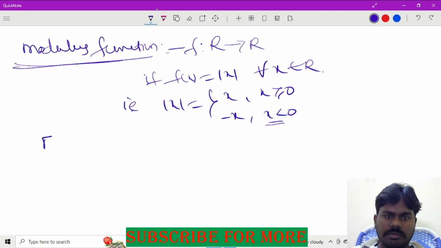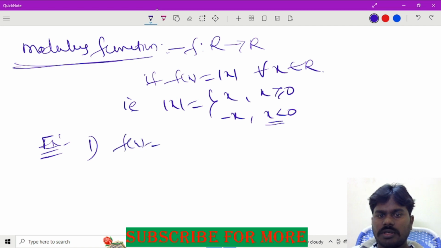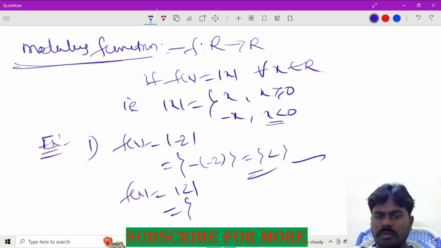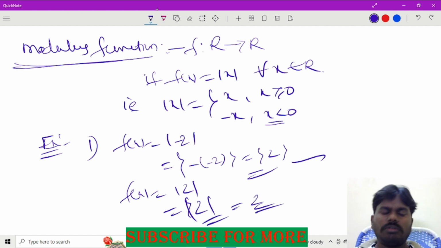Okay, so we'll see the example and then we'll understand. So here f of x equals, suppose, mod minus 2. Mod minus 2 means, according to this condition, minus 2 is less than 0. So minus of minus 2 becomes positive 2. That's all. Okay. So here suppose f of x equals mod plus 2. Here 2 is greater than 0, so you will get only 2. Okay. So here the modulus function will convert the negative numbers to positive numbers. That is about the modulus function.